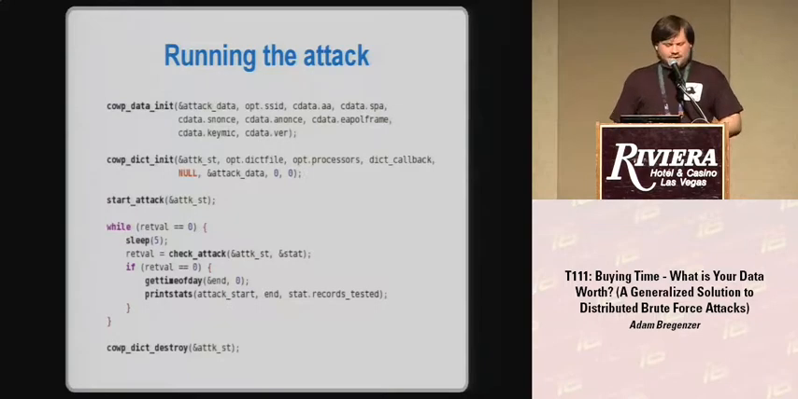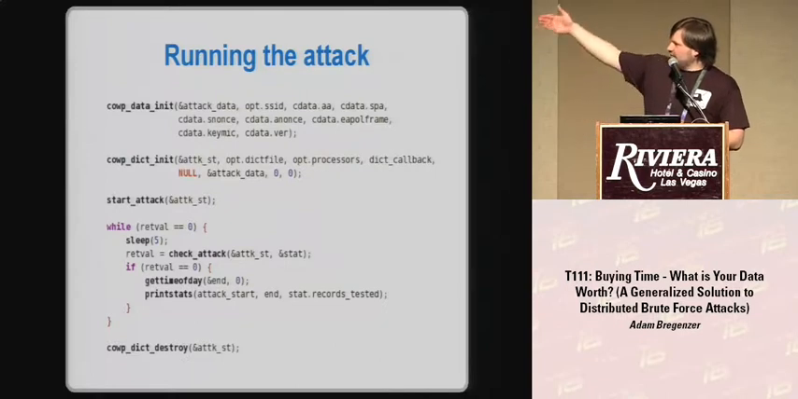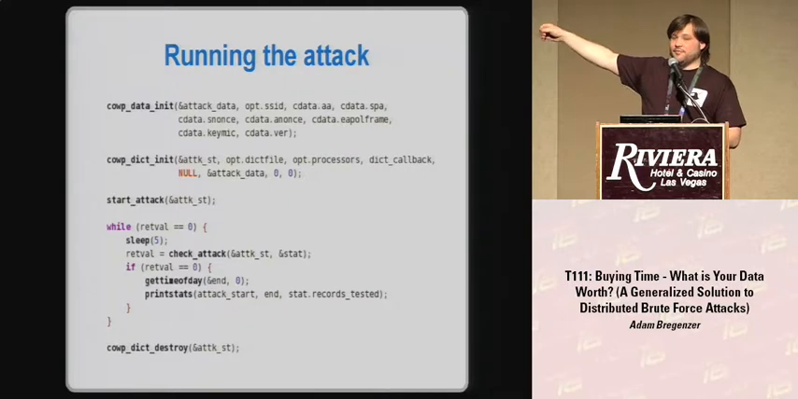Here's an example of actually running the attack inside of, say, a command line executable. Once you've got your initialization methods put together and you've got your resulting C library that you're going to load into your program, you basically initialize your data structure. Now, here's an example of a CowPatty data initialization. You can see that there's several different variables that are required to compare the hash against what was pulled off the wire. So you'll fill up your CowPatty data structure with what you want to attack.